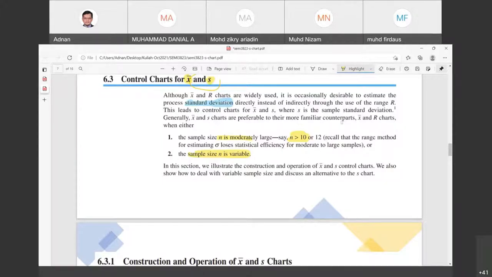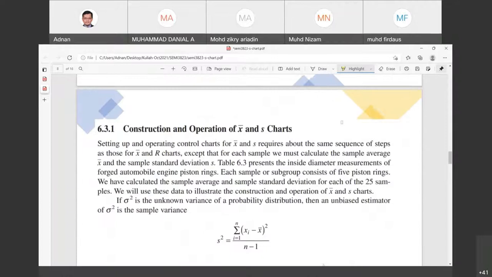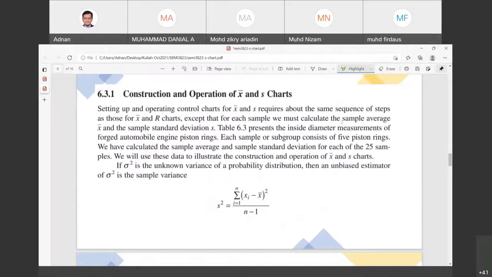How do we prepare this X bar and S chart? We have to understand this theory. Construction of X bar and S chart. As usual, what we do is we take 25 samples, which is actually the g, in the book it calls it sample. We have calculated the sample average and sample standard deviation for 25 samples.